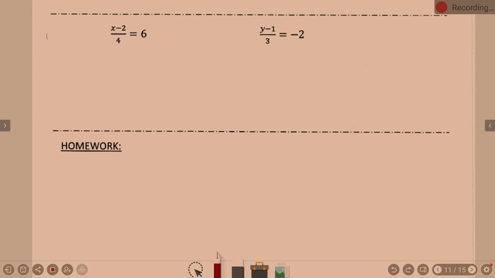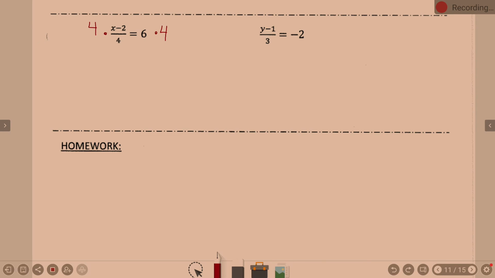x minus 2 divided by 4 equals 6. x minus 2 divided by 4. What is the last thing done on the left side? Division, right? Because it was x minus 2 divided by 4. So that's the first thing I want to undo. How do I undo divide by 4? Multiply by 4. If I multiply the left by 4, we're going to multiply the right by 4.